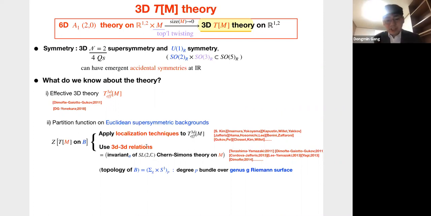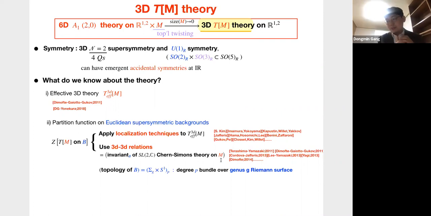And an alternative way to compute this partition function on this supersymmetric background is the so-called 3D-3D relation, which says that this partition function actually depends on the topology of the internal three-manifold. So this 3D-3D relation says that this partition function can be computed by studying some topological invariant on the three-manifold. More specifically, this partition function can be computed by an invariant of the SL(2,C) Chern-Simons theory on the internal three-manifold. So the type of invariant will depend on the choice of the supersymmetric background. This kind of relation has been studied a lot. So this is very well established.